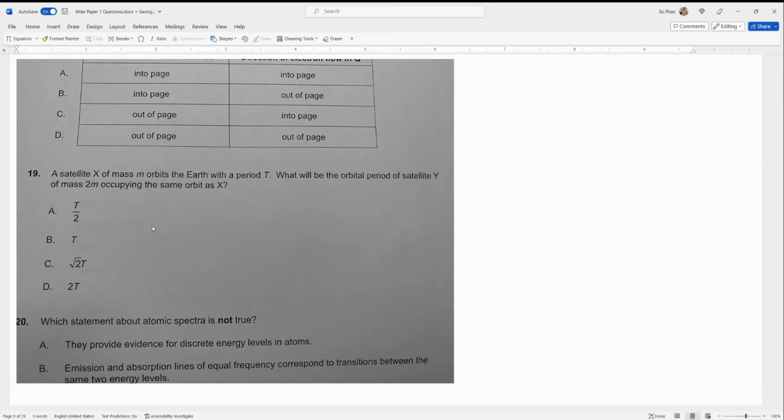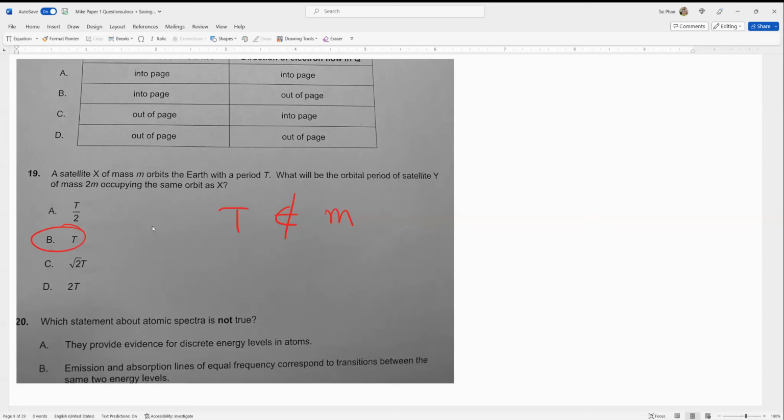Orbital period of satellite Y of mass 2m occupying the same orbit as X, period t. As I remember, the period of a satellite is independent of the mass. The period does not depend on the mass, meaning the two satellites will have the same period as long as they are on the same orbit, at the same distance from the center of the Earth.